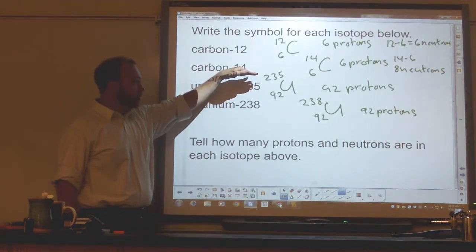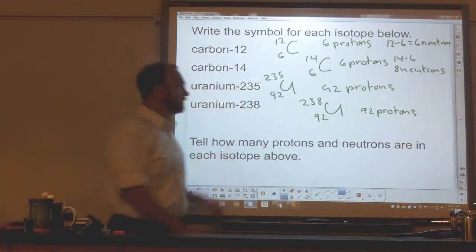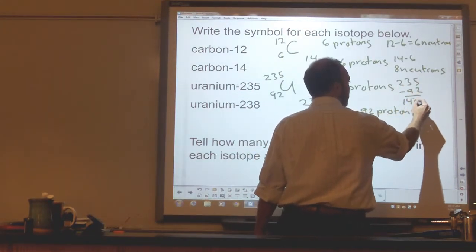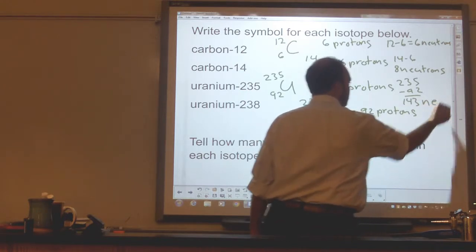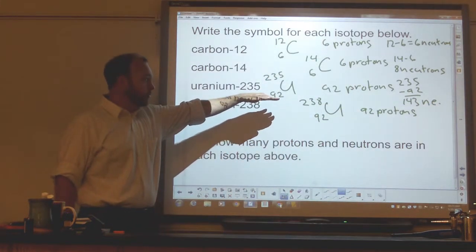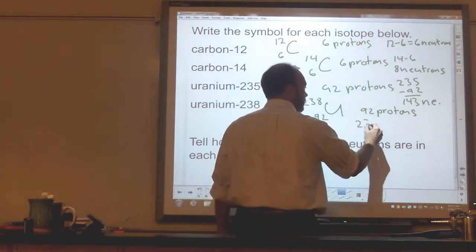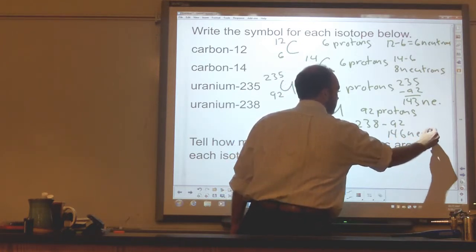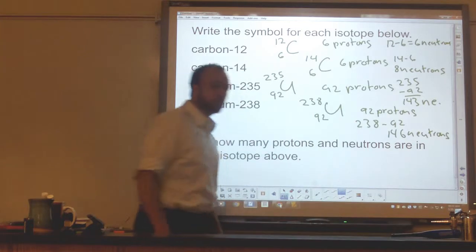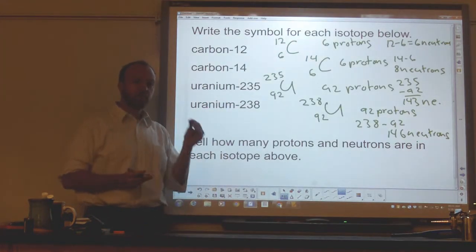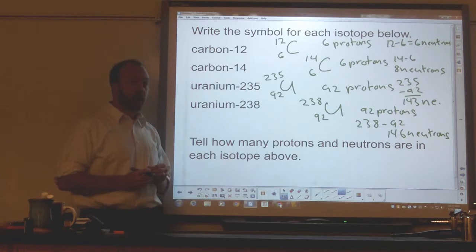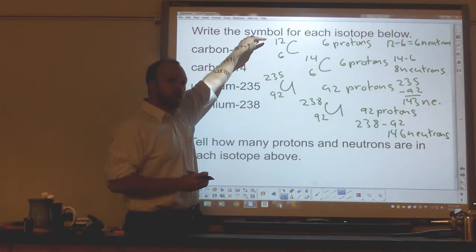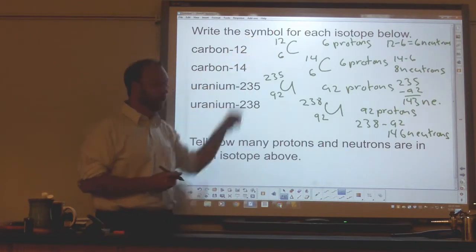To find the number of neutrons in uranium-235, we subtract 235 minus 92, 143 neutrons. To find the number of neutrons in uranium-238, we just subtract 238 minus 92, 146 neutrons. So get used to seeing symbols for atoms, but also get used to seeing symbols for isotopes. To write the symbol for an isotope, we show the symbol for the atom, we show the mass number on the top left, and the atomic number on the bottom left.